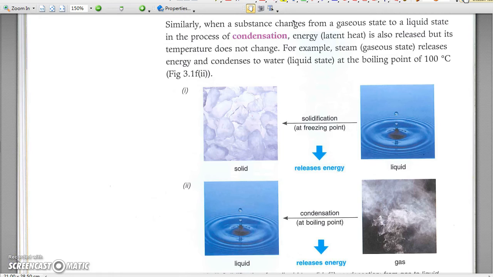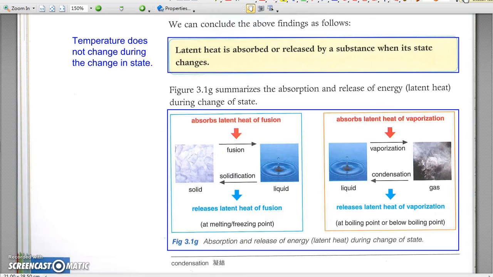Similarly, the same applies to boiling point of the liquid when liquid vaporizes, and also to condensation point of the vapor when vapor condenses. Therefore, latent heat is absorbed or released when there is a change of state of matter.